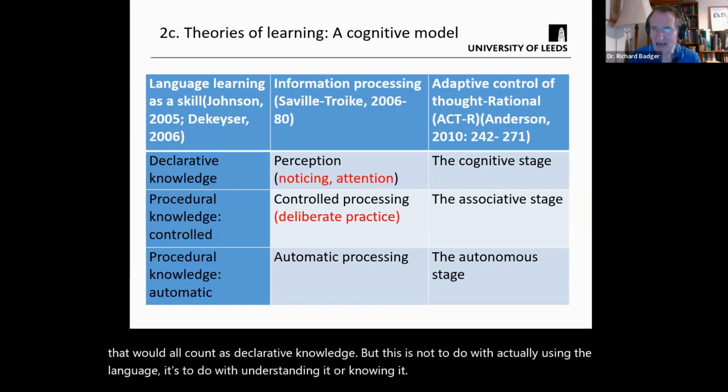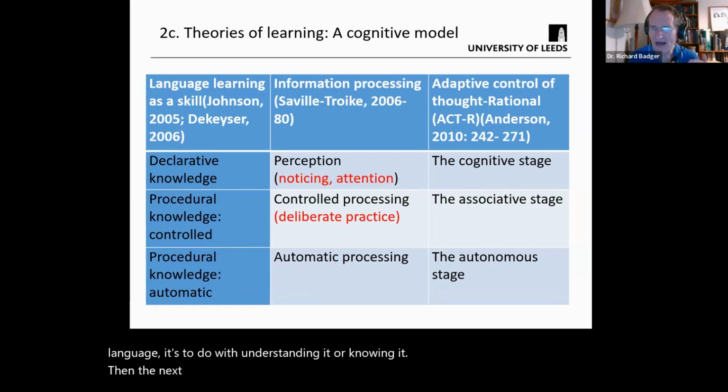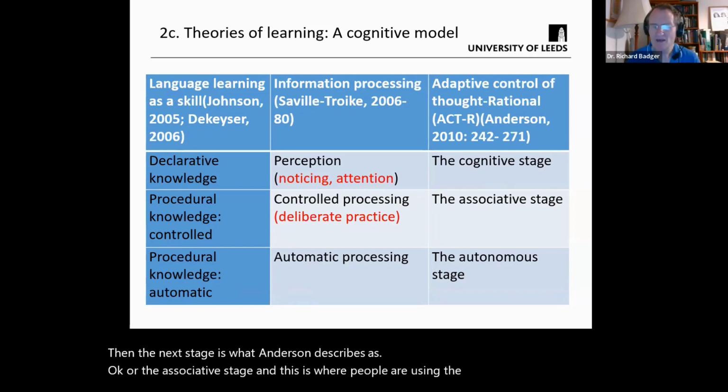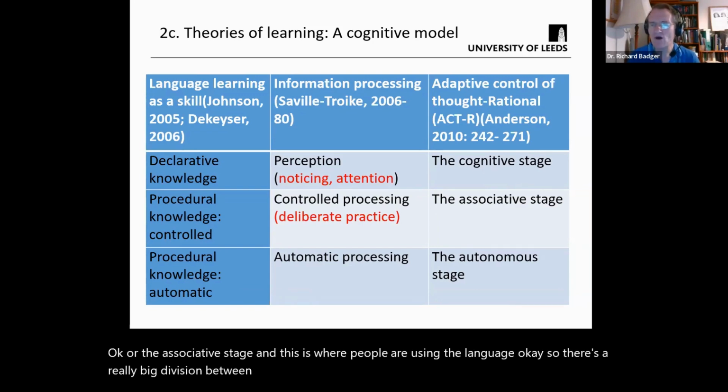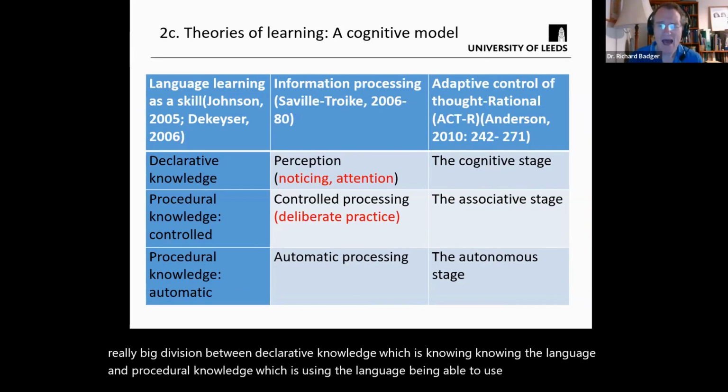Then the next stage is what Anderson describes as procedural, okay, or the associative stage. And this is where people are using the language. Okay, so there's a really big division between declarative knowledge, which is knowing the language, and procedural knowledge, which is using the language, being able to use it.